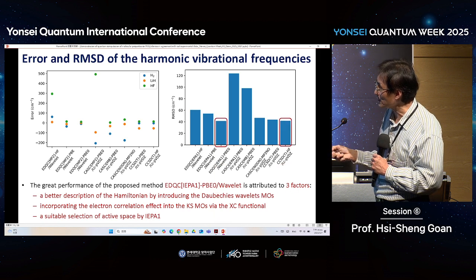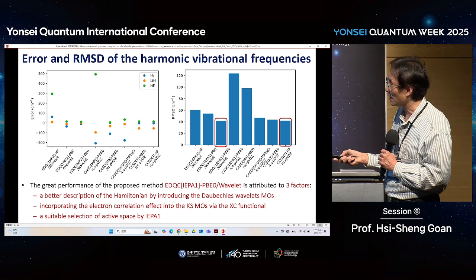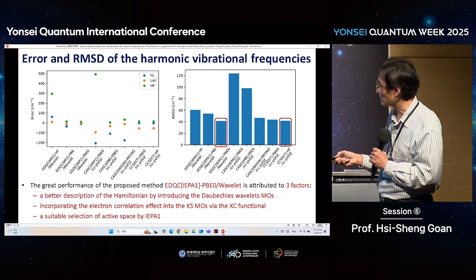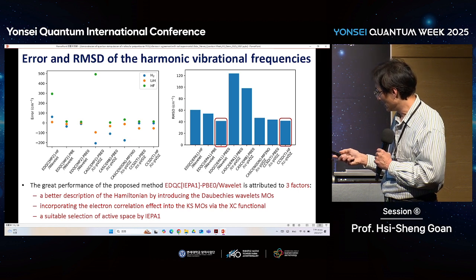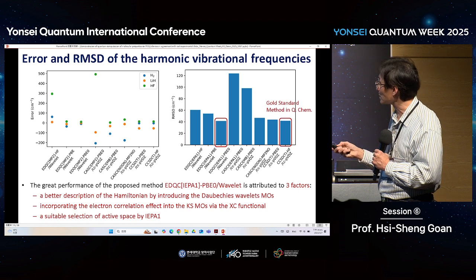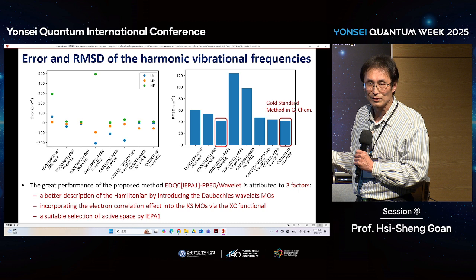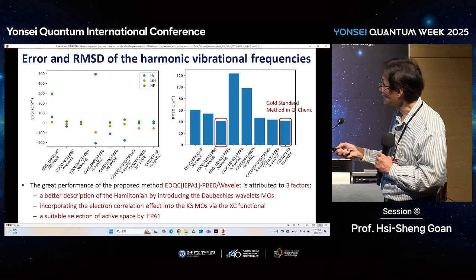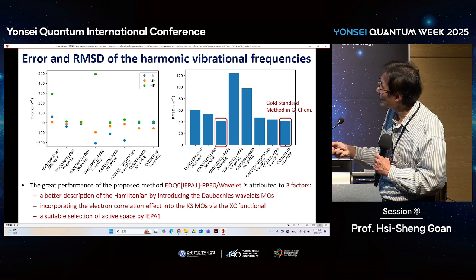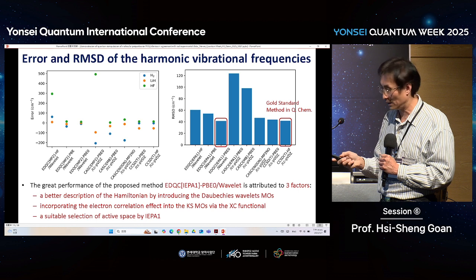And this is our proposed method, compared to the CCSD method plus single and double excitation, plus triple excitation as a perturbation. This method is now the gold standard in quantum chemistry. What is the gold standard? That means usually you cannot do better than this. You can see the root mean square error is comparable to this gold standard method in quantum chemistry.